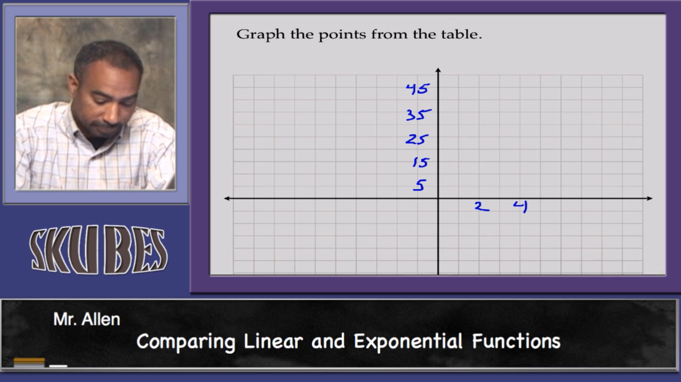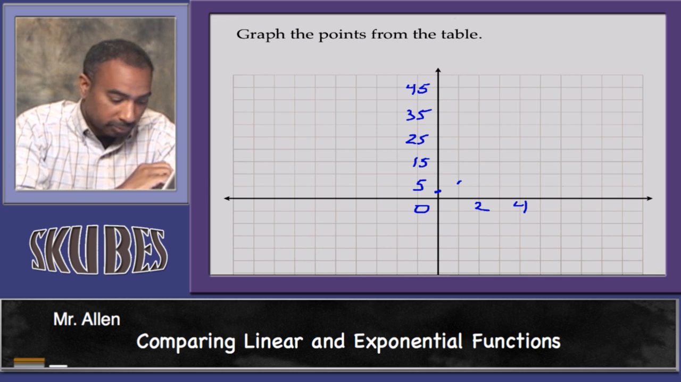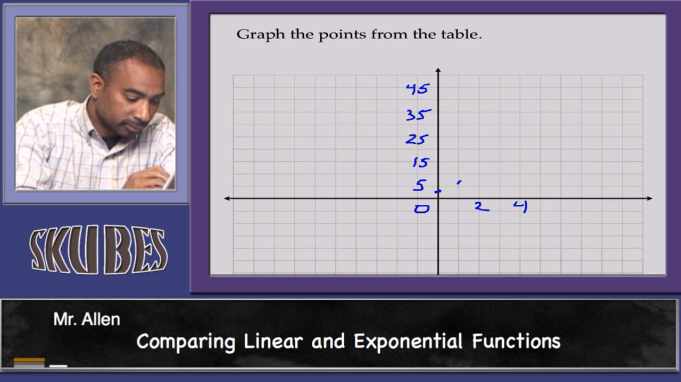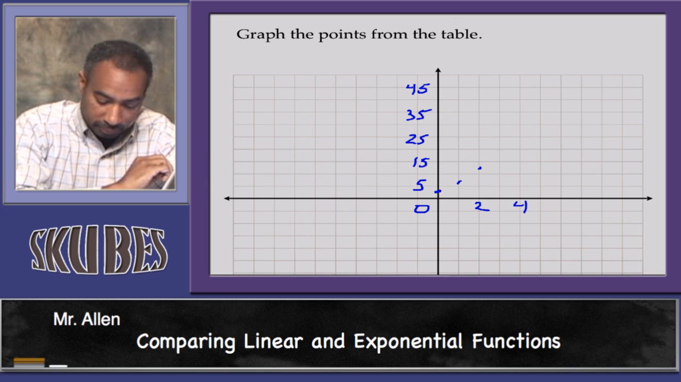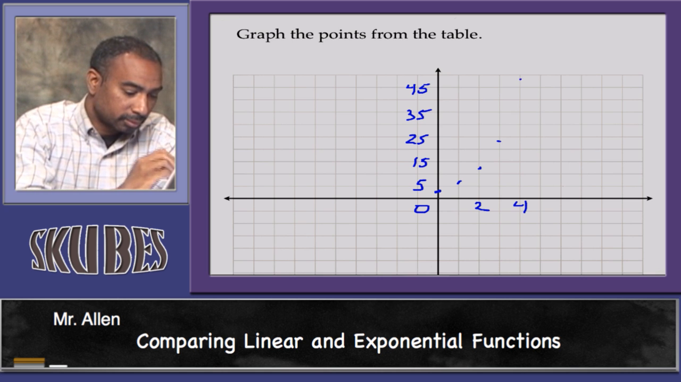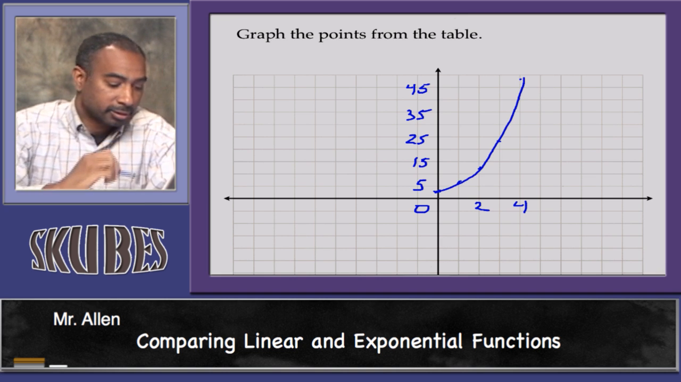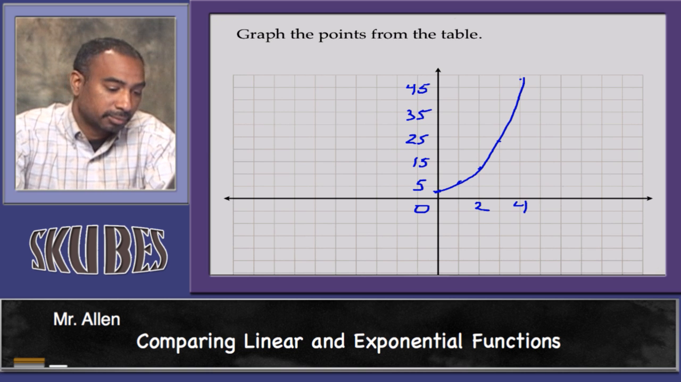Graph the points from the table. All right, so here's the origin. At 0 it's 3, it's going to be below 5. It would be somewhere about here. At 1, you get 6, so slightly above 5. 2 is going to be 12. So it's roughly here. And 3 is 24. Roughly here. And 4 is 48. So if you look at this, it kind of forms a curve. And that's a sign of an exponential function.